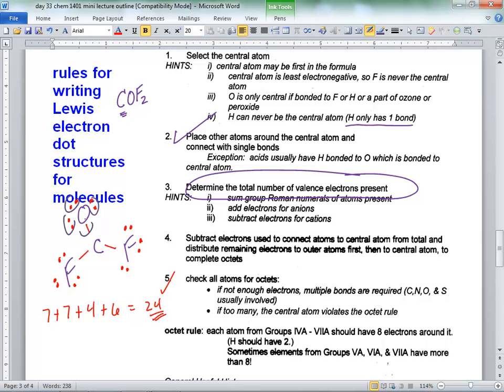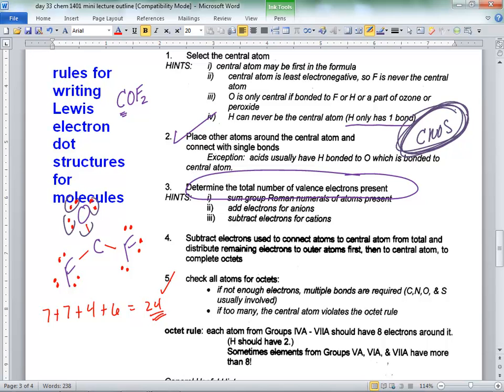So the oxygen's got 8. The fluorines all have 8. Everybody looks happy, but who? Carbon. Carbon only has how many? 6. So then you go back to our little rule. Only between these elements can you form double and triple bonds. So between C and F, no way, because what's not on the list? F. But I can form a double or triple bond between C and O.